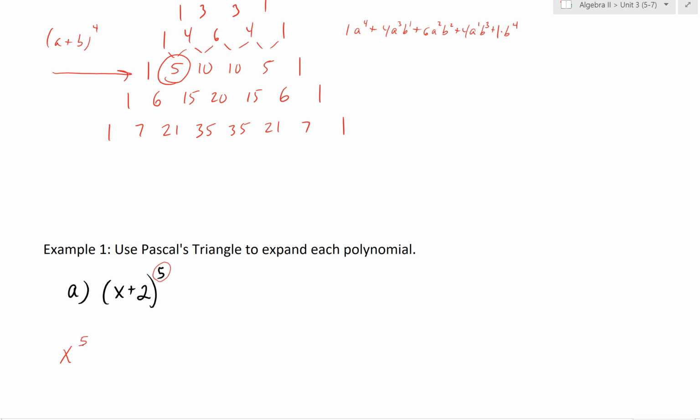So I'm going to start with x to the 5th, and then I'm going to put plus blank x to the 4th, plus blank x cubed, leaving a lot of space in between, x squared, then x, and then x to the 0 power. Okay? And then now I'm going to do the 2's. We'll start with 2 to the 0, which is 1, and then this one's going to have 2 to the 1st, 2 to the 2nd, 2 to the 3rd, 2 to the 4th, and 2 to the 5th.